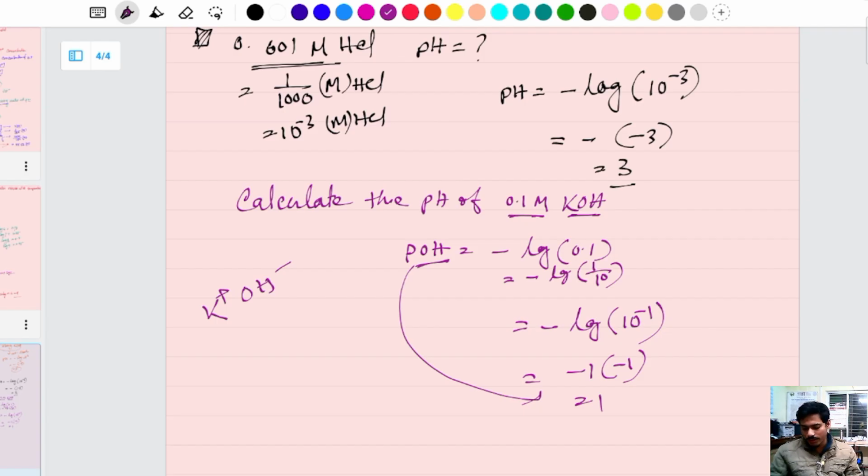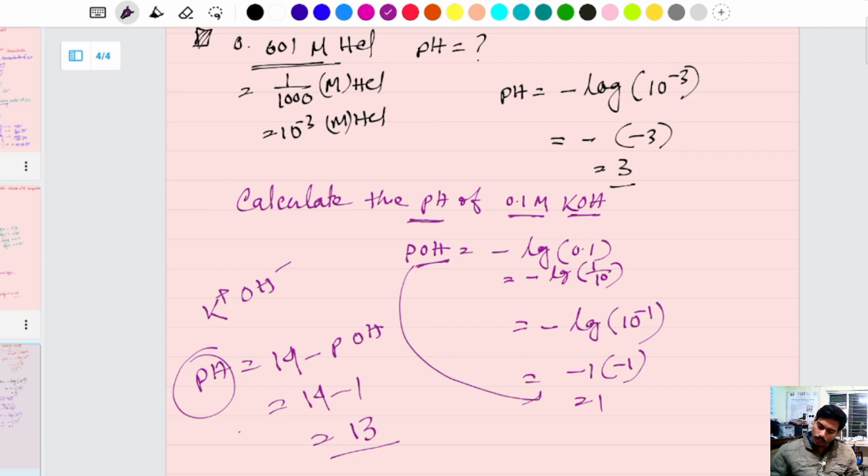So now you know how to calculate the pH. pH, the negative logarithm of the concentration of H plus, equals 14 minus pOH. So 14 minus 1 equals 13. So what will be the pH of that solution? Calculate the pH. pH will be 13. Hope that you guys can understand with that kind of example.